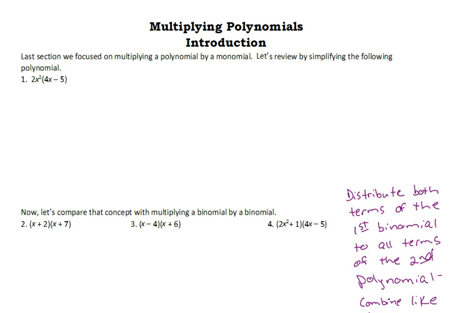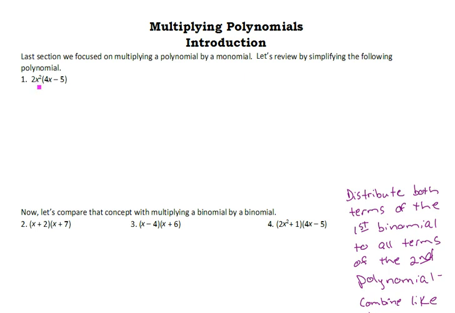Okay, last section we focused on multiplying a polynomial by a monomial. And again, that was a lot of drill and practice just to review how to distribute as well as how to multiply two exponents together. Now let's review by just simplifying this polynomial.